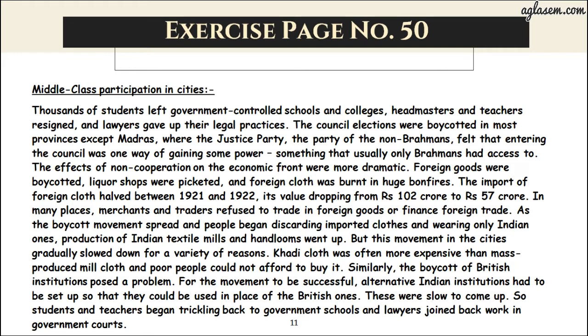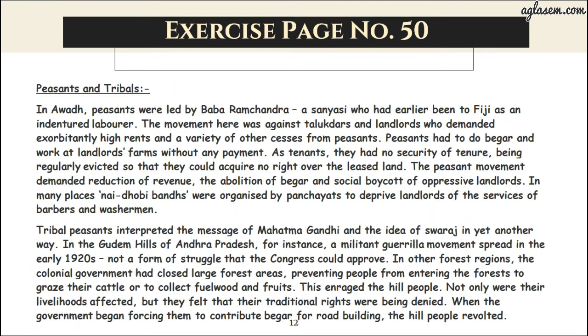So now let's come to the second part, that is peasants and tribals. In Awadh, peasants were led by Baba Ramchandra, a sannyasi who had earlier been to Fiji as an indentured labourer. The movement here was against talukdars and landlords who demanded exorbitantly high rents and a variety of other cesses from peasants. Peasants had to do begar and work at landlords' farms without any payment.